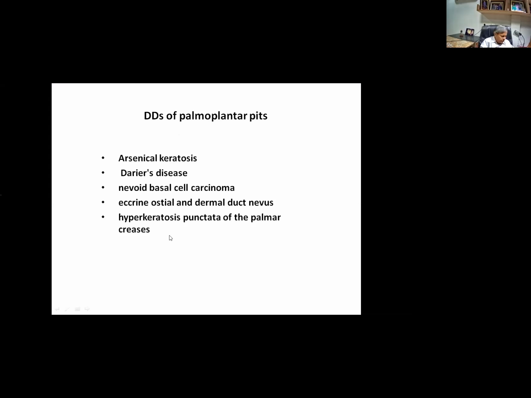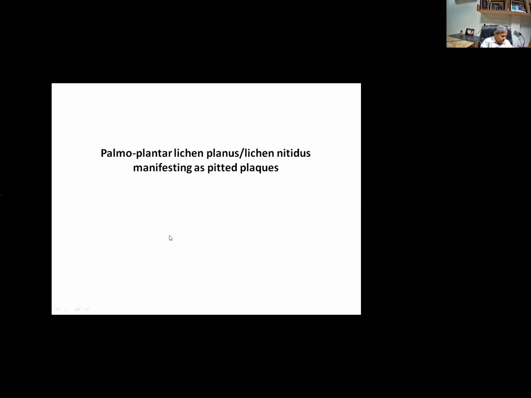But now we have come to a conclusion that when we see hyperkeratotic pitted plaques on palms and soles, we must think of palmoplantar lichen planus and lichen nitidus and look for evidence of this dermatosis elsewhere on the body. So this was again a very interesting learning experience for me.